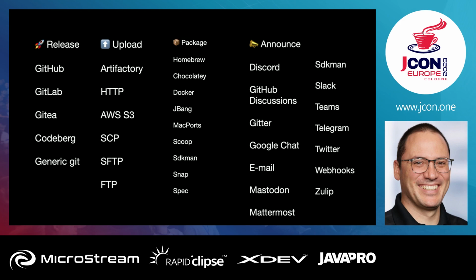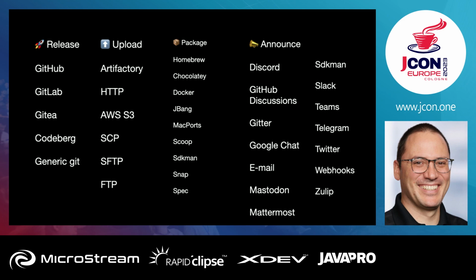In terms of package managers, we have Homebrew for Mac and Linux, Chocolatey for Windows. We can create Docker images as well. JBang, MacPorts for Mac, Scoop for Windows. SDKMAN works for all platforms. Snap for Linux, Spec is RPM. We also have Flatpak for Linux, AppImage for Linux, and we create Docker images using Jib as well in the latest version.